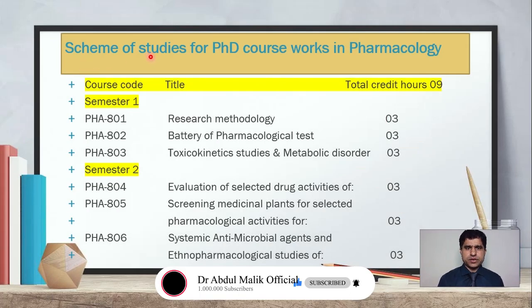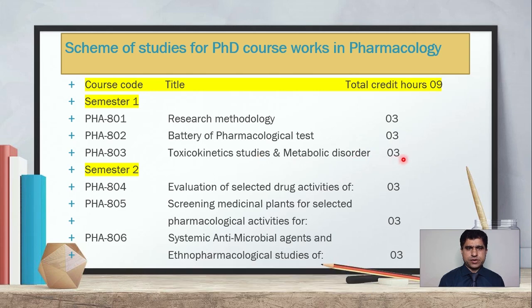Now here is the scheme of studies for PhD coursework in pharmacology. Here is the course code, title, and total credit hours, 9 in the first semester. PHA 801, research methodology, 3 credit hours, and the code is here, you can read. Battery of pharmacological tests, 3 credit hours, and the third course is toxicology studies and metabolic disorders, 3 credit hours.